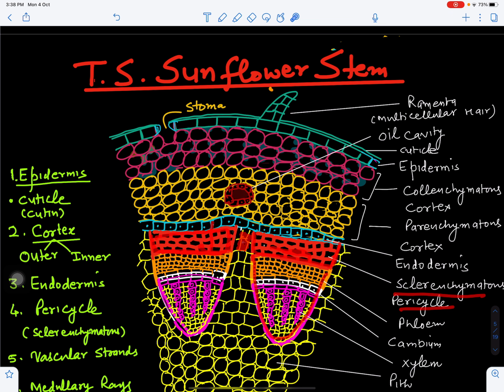So inner to endodermis is pericycle. This is sclerenchymatous. This is parenchymatous. So this is also called as heterogeneous in nature.